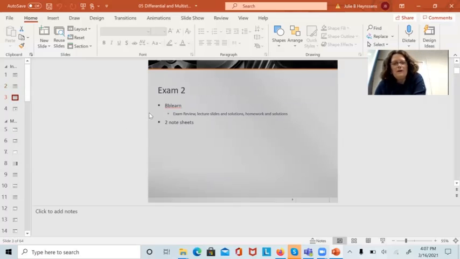Exam 2 is already posted on BB Learn: the exam review and the solutions to that, lecture slides and solutions, and all the homework and solutions. At midnight tonight, you'll have all the mathy problems, the circuits problems you need for Exam 2 already. And you get 2 sheets of notes. I would highly recommend including the sheet from the first exam and then starting a new sheet for this exam.